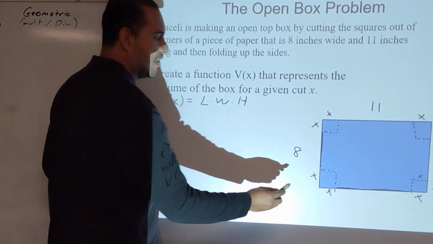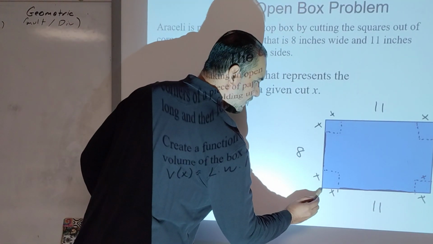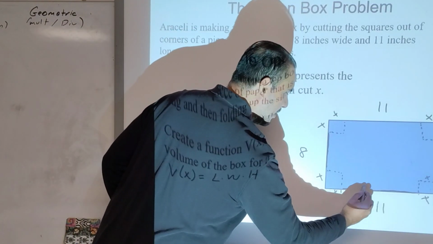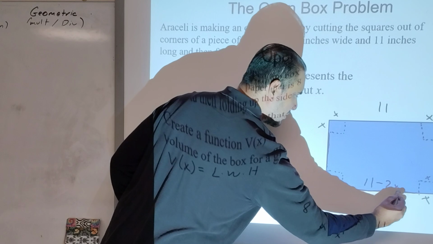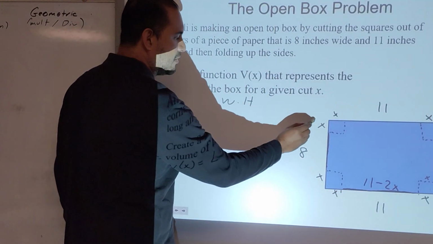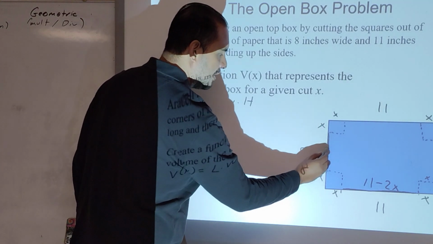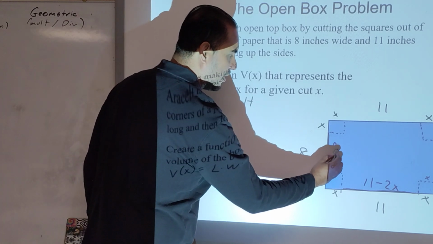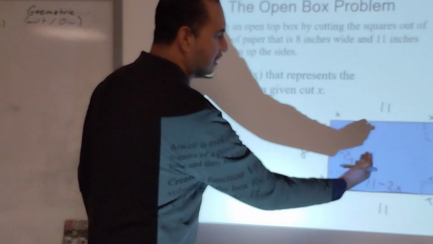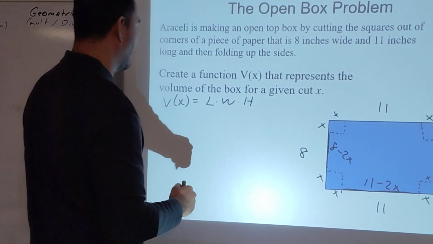Now, the leftover part of each side, for example, here we have the distance of 11. If we start with a distance of 11 from one end of the paper to the other, and we take off x from both sides, then the leftover part, which would be the length of the box, is going to be expressed as 11 minus 2x. Then if we start with a distance of 8 from one end to the other, and I take away x from both sides, then the width of the box that we create is going to be 8 minus 2x. The height is going to result from the length of the cut, which is x. Doesn't matter where you look, we end up with x.